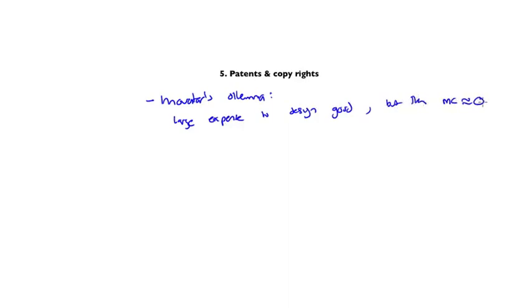The final reason why monopolies arise has to do with patents and copyrights. So here is a story. In many markets, something called the innovator's dilemma arises. What is the innovator's dilemma? The innovator's dilemma is that in these markets, there is a large expense to design a good, but then the marginal cost of production is approximately zero. And not only that, the recipe is easy to copy.